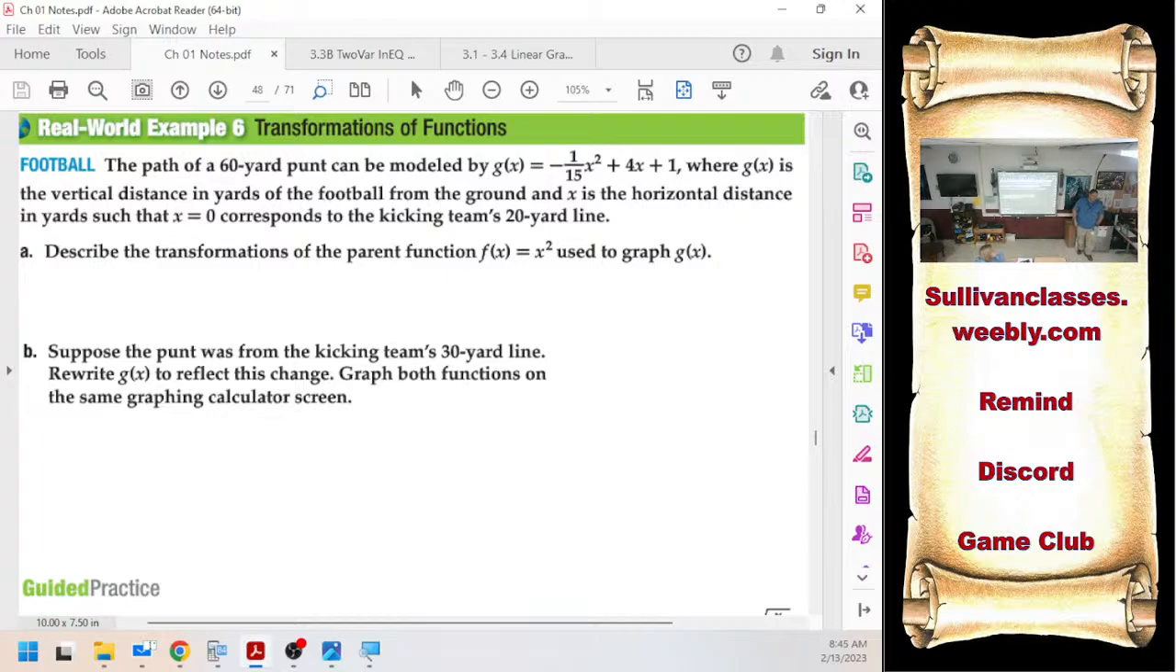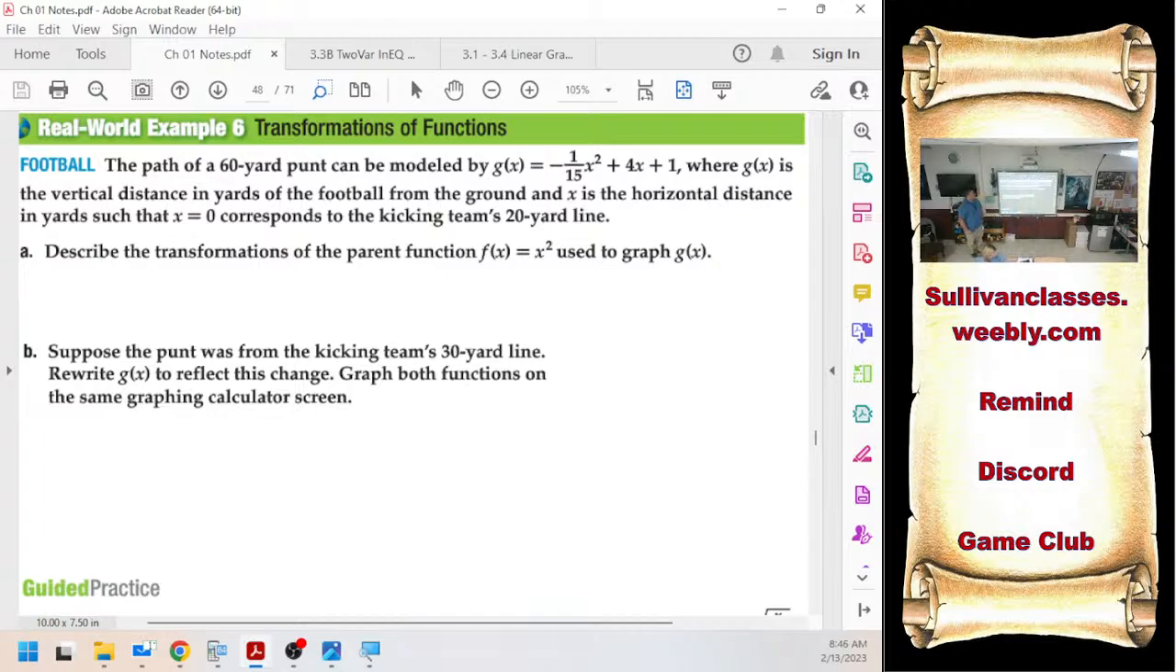Yo, how long is a football field? 100 yards. No. 120. Why is it 120? Because each end zone is 10 yards. Okay, it's one of those random things that if you don't sports ball, then you wouldn't know that.